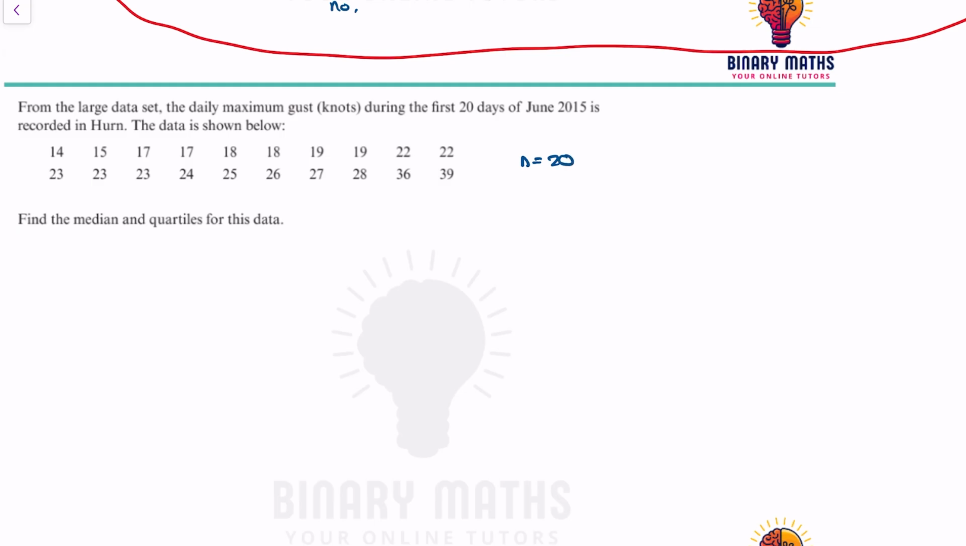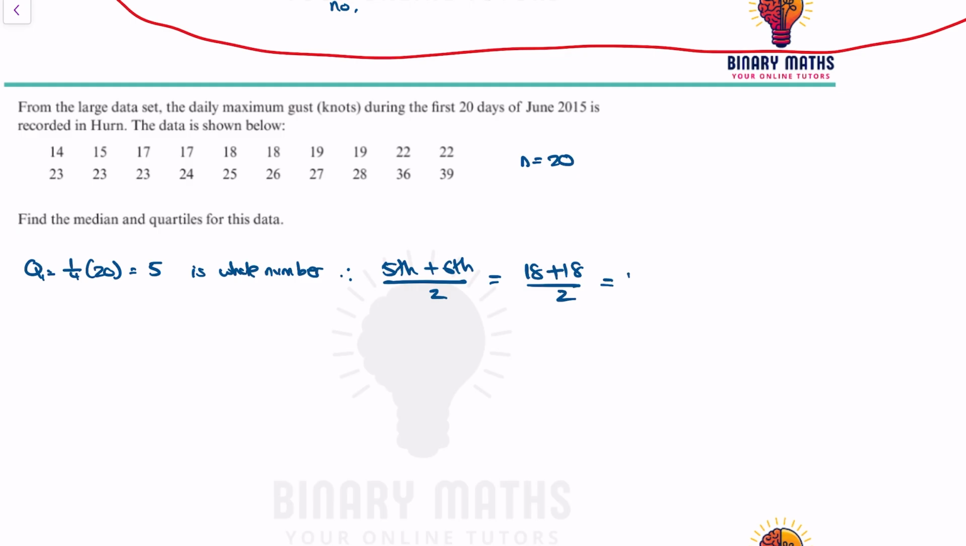If I want to work out Q1, I have to do a quarter of 20, which is equal to 5. Now because it's a whole number, 5, therefore I'm taking the 5th plus the 6th value and divide by 2. So the 5th, 1, 2, 3, 4, 5, is 18, plus 18 divided by 2, which is 18. Therefore, Q1 is equal to 18. Okay, so that one was for Q1.